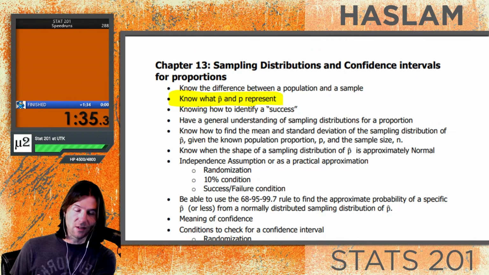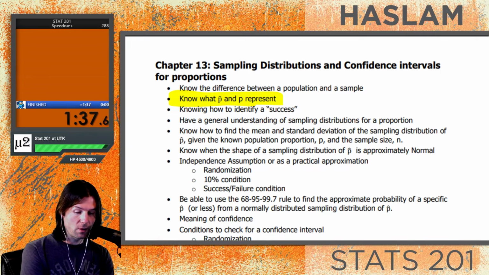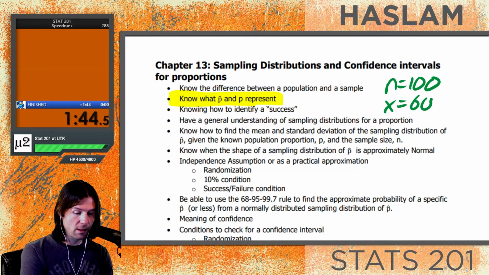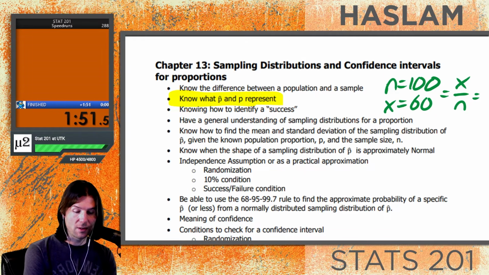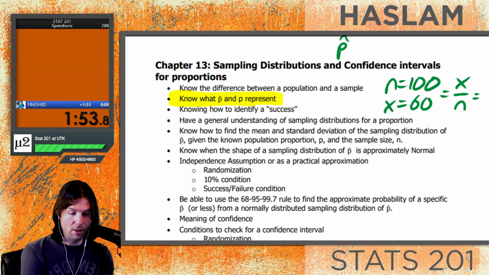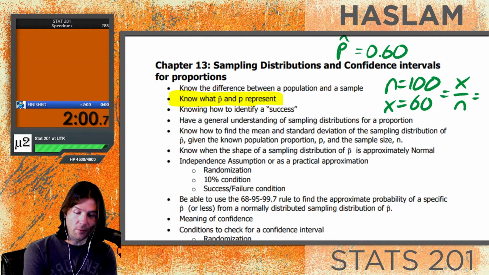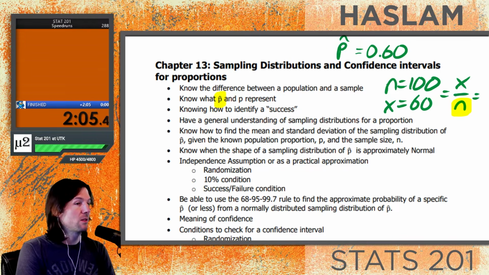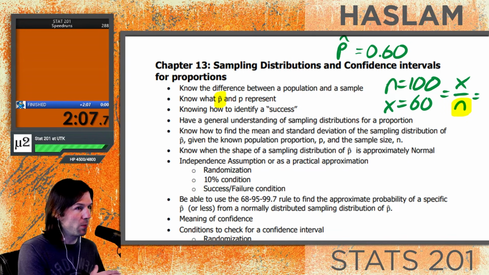So an instance of P hat would be, you go out and talk to, let's say, 100 students. And in this sample of 100 students, 60 of them are in state. So this would be an example of P hat, because X over N is going to solve for P hat, and you would get that P hat equals 0.60. So this is 60% of students in your sample. Note that P hat will always be relative to a sample size. That's a good way to know that you have P hat versus P.